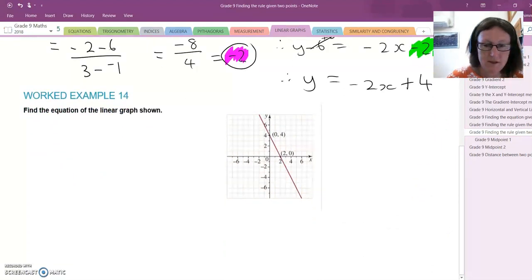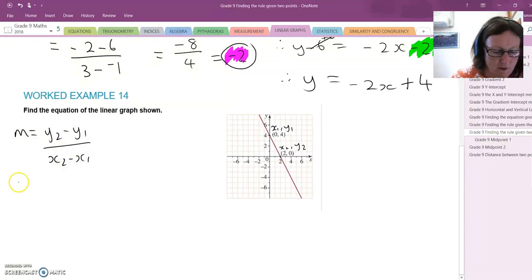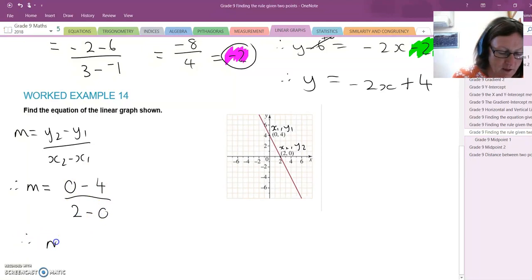Let's look at another example. I've now got my 2 points here, but they're on a sketch. So I'm going to call this my x1, my y1, my x2, and my y2. First thing I need to do is work out my gradient. So I write my gradient formula. Always remember to write that first. Substitute in my values. So y2 is 0, subtract y1, which is 4. x2, which is 2, subtract x1, which is 0. So that gives me negative 4 over 2, so my gradient is negative 2.